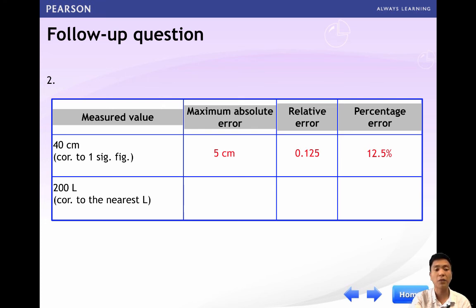For the maximum absolute error of the next one, because it is correct to the nearest liter, the maximum absolute error is 1 liter over 2, that means 0.5 liter. The relative error is 0.5 over 200, we get 0.0025. We change this value to a percentage, that means it will be 0.25%.